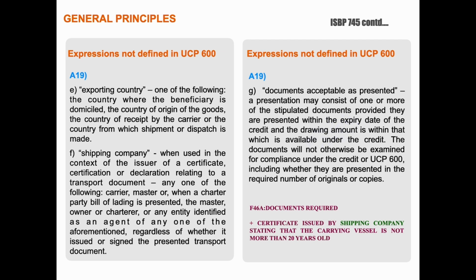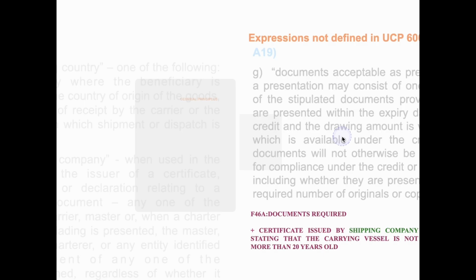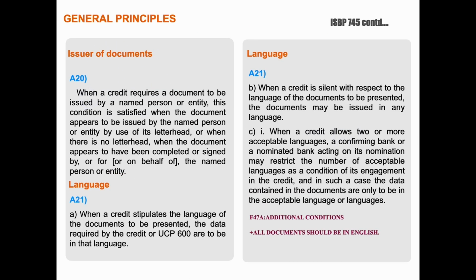Apart from that, it won't be subjected to any articles of UCP 600 or ISBP, right? The next one is issuer of document. When a credit requires a document to be issued by a named person or entity, this condition is satisfied when the document appears to be issued by the named person or entity by use of its letterhead, or when there is no letterhead, when the document appears to have been completed or signed by or for or on behalf of the named person or entity.